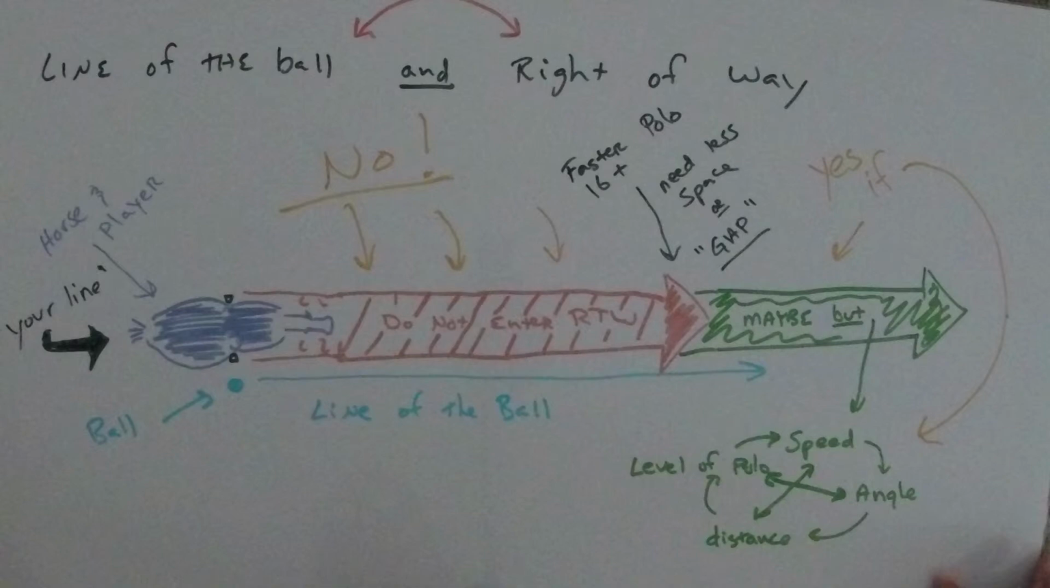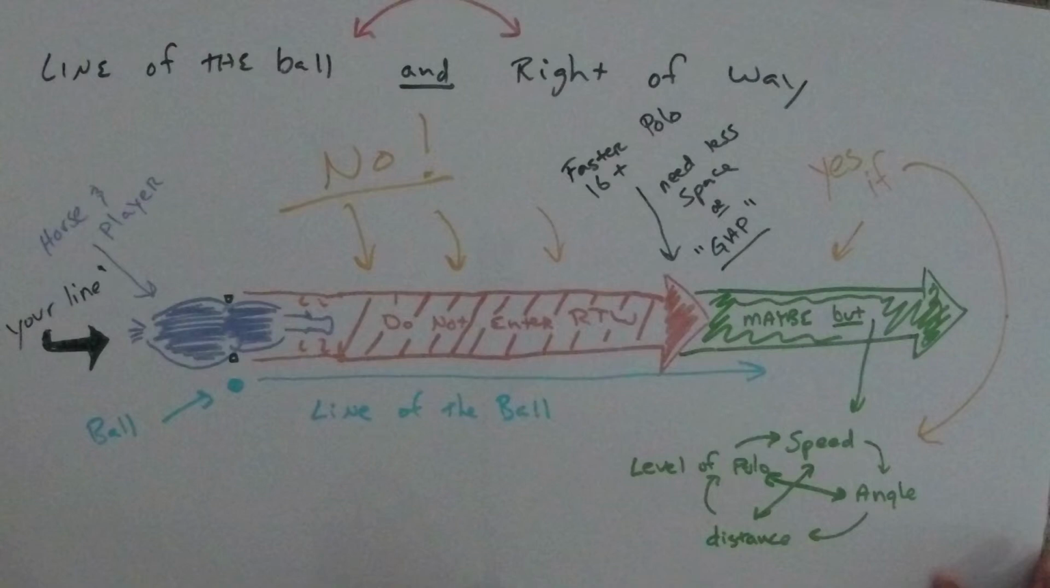You should also know that when you hear "it's your line," players will scream that all the time at each other. What they're actually saying is you're in a perfect position to get on the line of the ball, so it's to your right, and capture the right of way. That's what they really mean by "it's your line." It's a bit of a misconception, but you should know what that actually means.